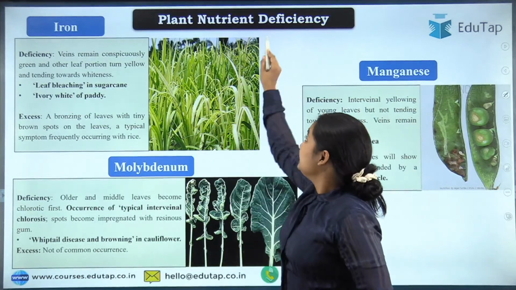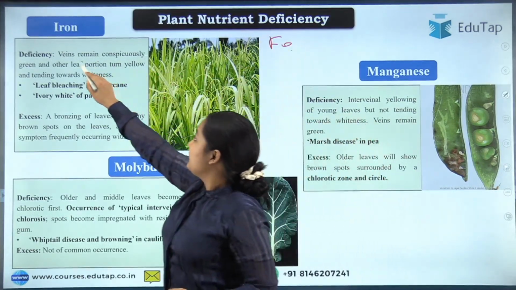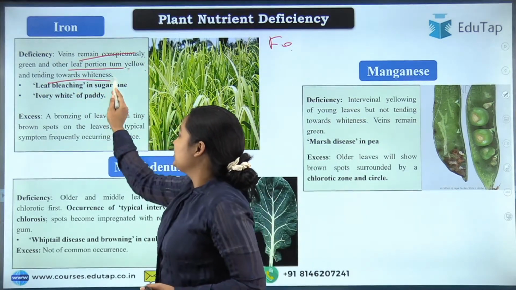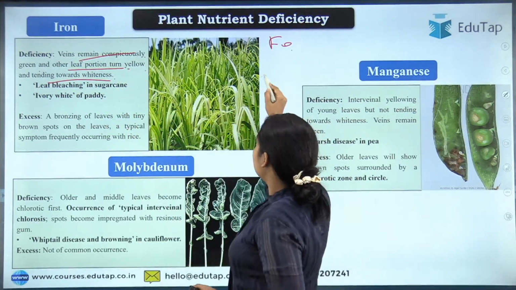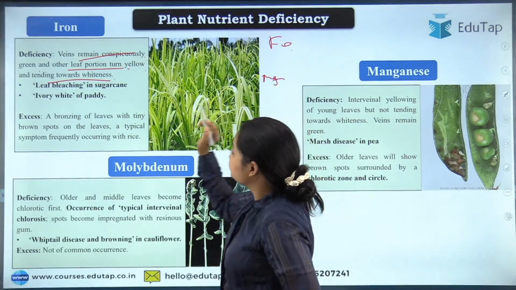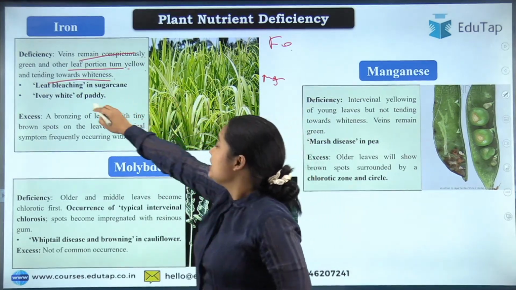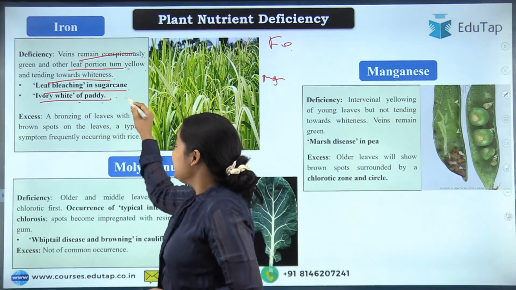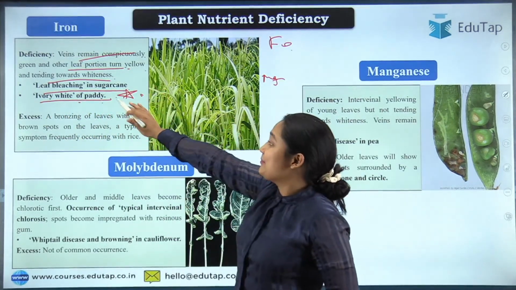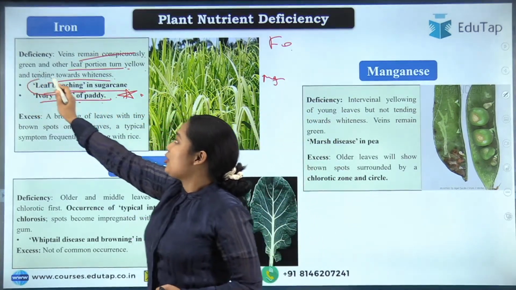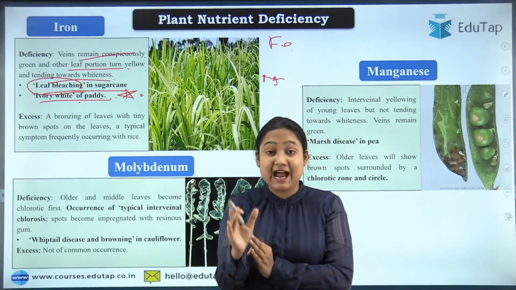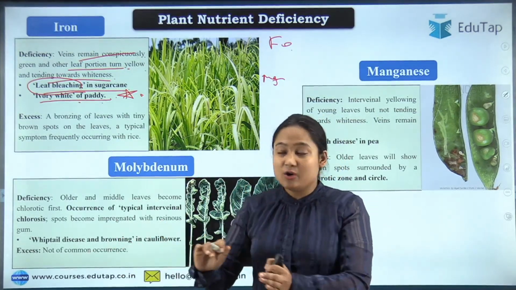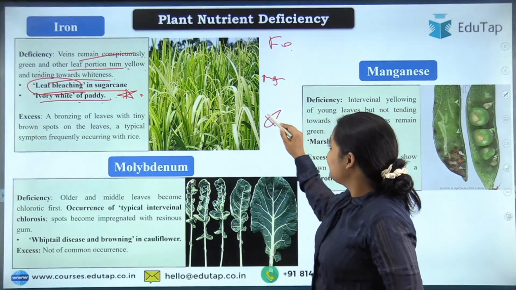So talking about iron, Fe: veins remain green and the leaf portion turns yellow, tending toward whiteness. Again, a similar case to the magnesium and copper that we talked about. Leaf bleaching of sugarcane and ivory white of paddy are important for your NABARD examination. What does it mean? When we are talking about bleaching of anything, that means the color of the leaf is turning toward the white side, and it seems like somebody has bleached the leaf.